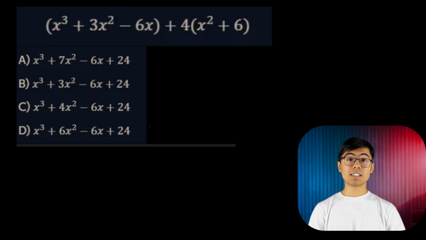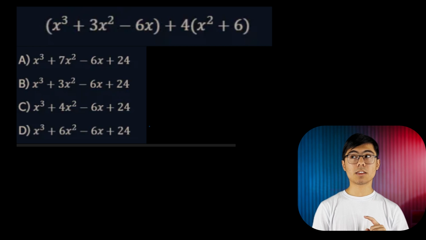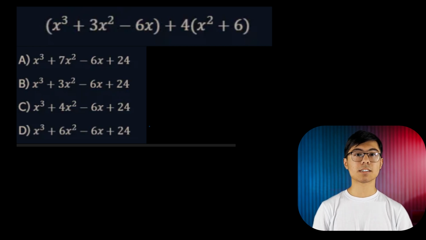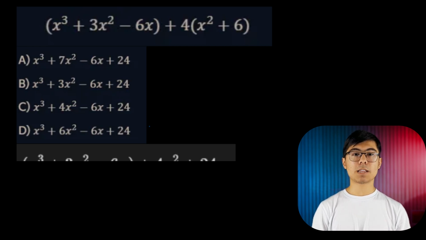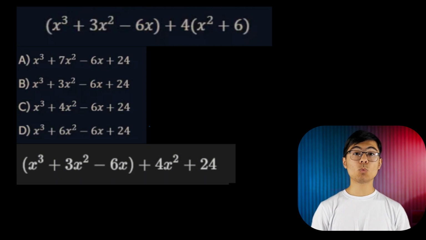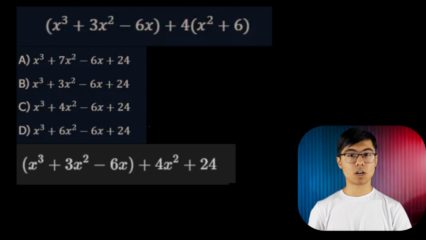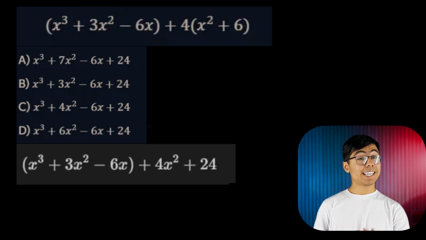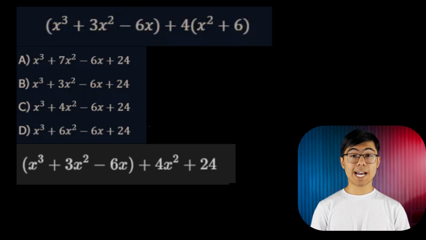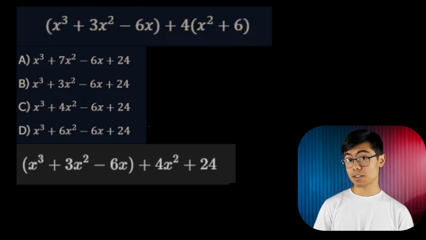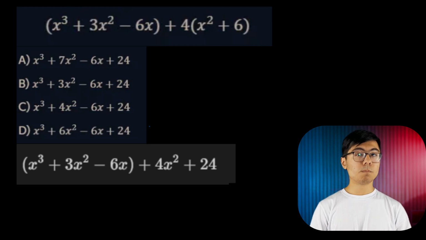So our first step is distributing the 4 in the second term. This is where most students make the mistake of skipping the distribute step or overcomplicating it. So watch this. 4 multiplied by x squared plus 6 equals 4x squared plus 24. Simple, right? Now we have x to the power of 3 plus 3x squared minus 6x plus 4x squared plus 24. Now we can combine like terms.